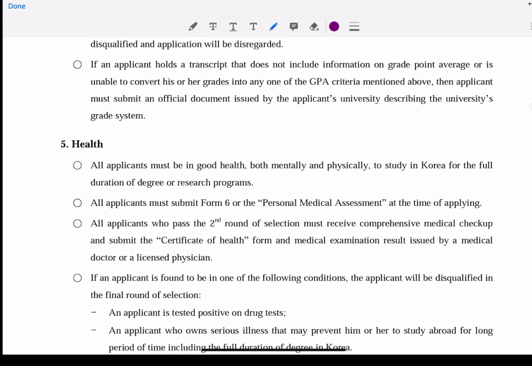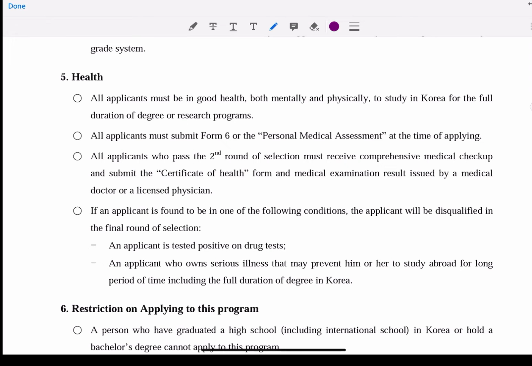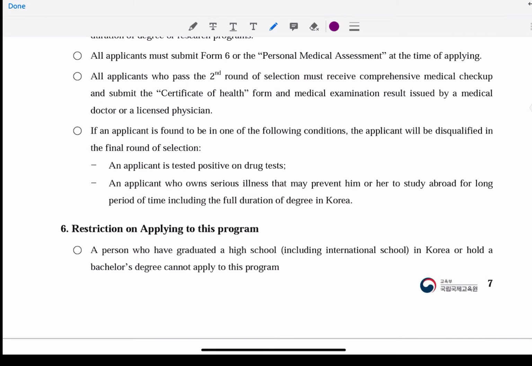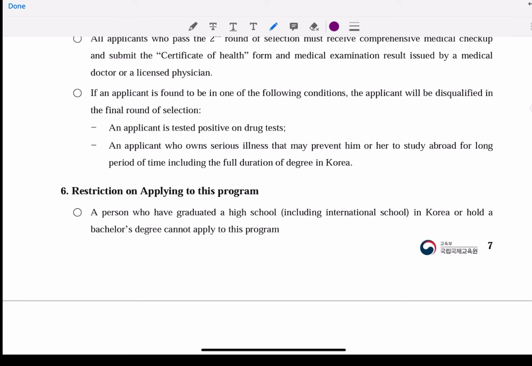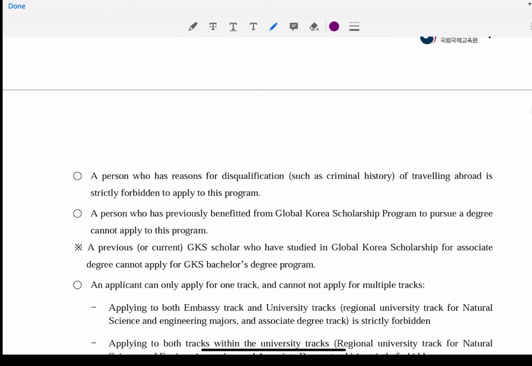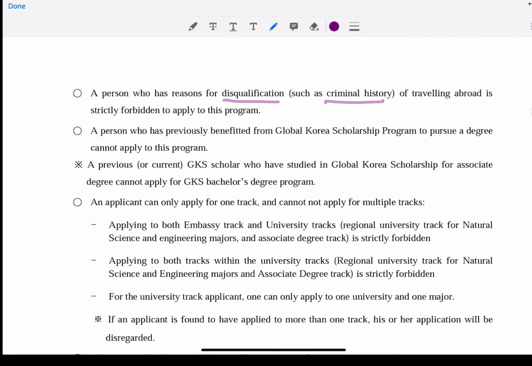Like for the health condition, you must read this. You must be mentally and physically fit. You should also submit the medical assessment form on Form 6, and also after you pass the second round of selection, you must also submit your certificate of health. And also you should not have chronic diseases, and also you should not test positive for any kind of drugs. So there are several rules that you need to follow. And also a person who has graduated high school, including international school, in Korea cannot apply to this program. And also a person who has a reason for disqualification such as criminal history of traveling abroad is strictly prohibited. And also there are several rules, you can read it here and then apply.